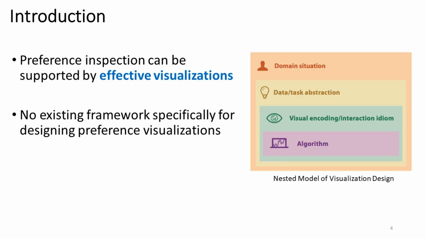The preference inspection process can be supported by effectively designed visualizations, since they take advantage of the powerful pattern recognition and pre-attentive capabilities of the human brain. However, while powerful design models exist for visualizations in general, such as the nested model of visualization design, no framework has previously been developed specifically to guide the design and assessment of visualizations to support preference inspection.